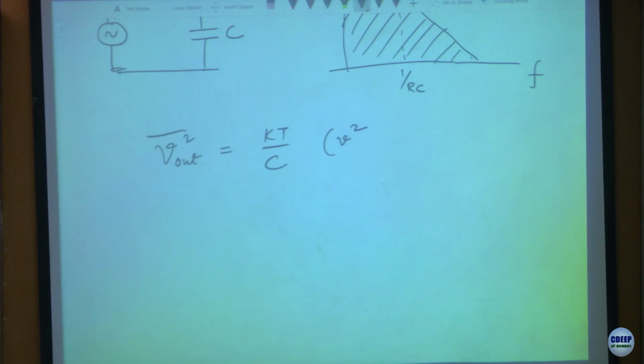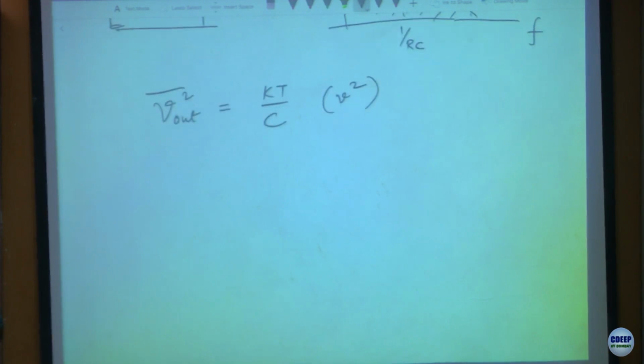So what is the insight here? What can we do to reduce the noise? Increase the capacitor, obviously. It is independent of the resistor, but when you increase the capacitor, what happens? You reduce the bandwidth of the circuit. And again, it comes back to the same thing. Basically, reduce the bandwidth, and the lower the bandwidth, the better your noise performance.